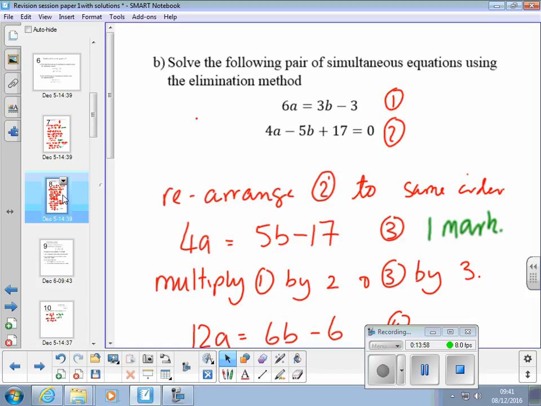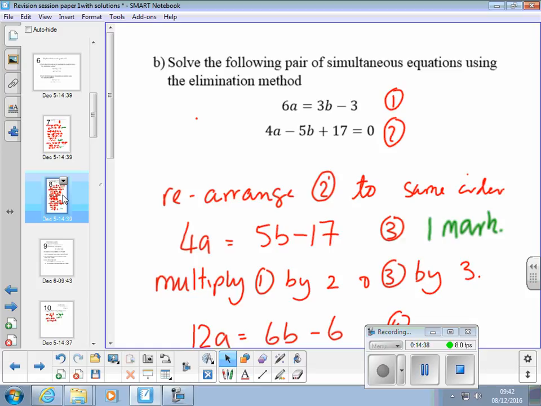The first thing to do is we need to get these 2 equations so they're in the same order. We want, that one looks nice, 6a, 3b minus 3, so we get equation 2 into the same order by getting the constant over on the right hand side and the minus 5b. So I've added 5b and taken 17 from both sides. I got that in, there's that one.